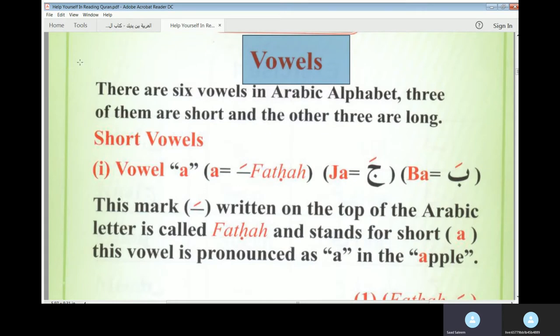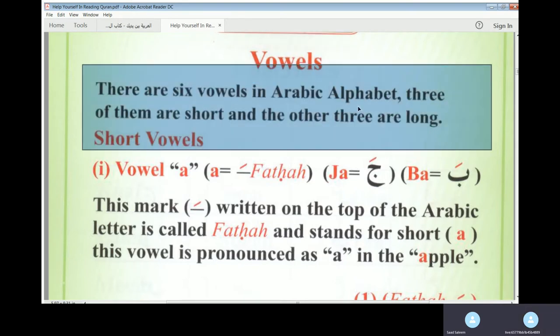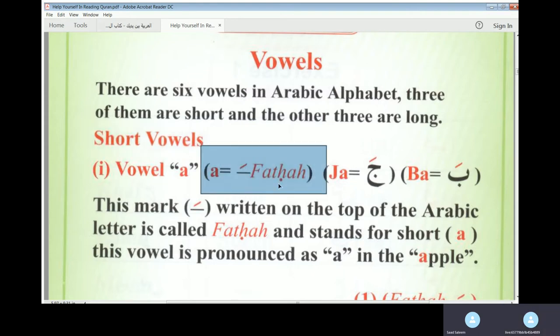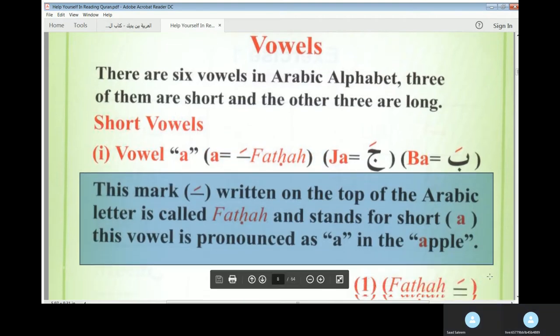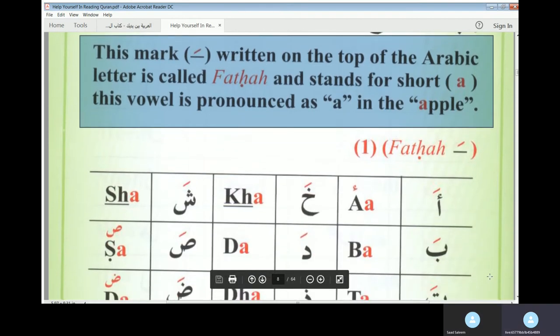Read these vowels. There are six vowels in Arabic alphabet. Three of them are short and the other three are long. Short vowels. Fata. This mark, fata, written on the top of the Arabic letter is called fata and stands for A. This vowel is pronounced as A in the apple.